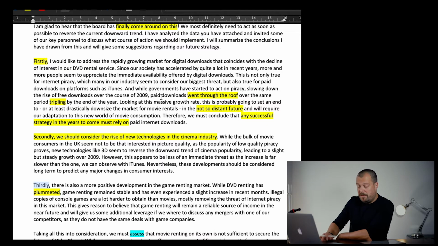I just want to draw attention to a couple of points. Paid downloads went through the roof. To go through the roof. It's an idiom. It's an idiomatic expression.